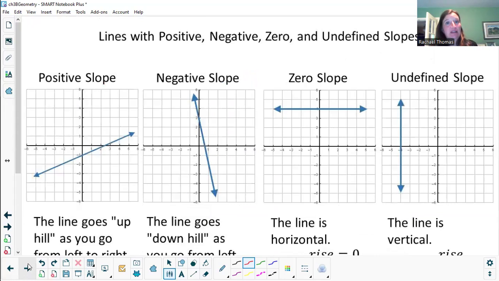By visual inspection, we can tell a few things about the slope of a line. If I'm looking at a line that goes uphill as I'm traveling from left to right, that's a positive slope. If I'm looking at a line that goes downhill from left to right, that's a negative slope.